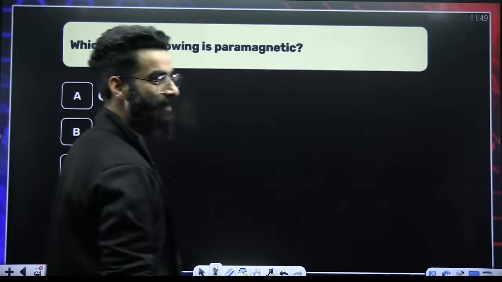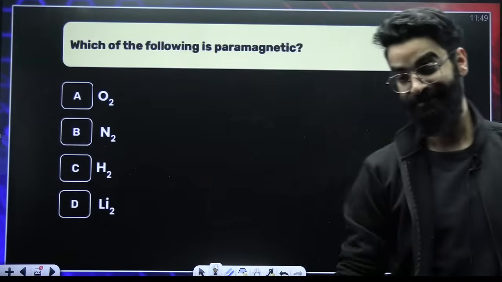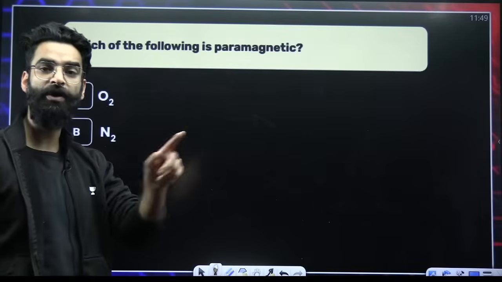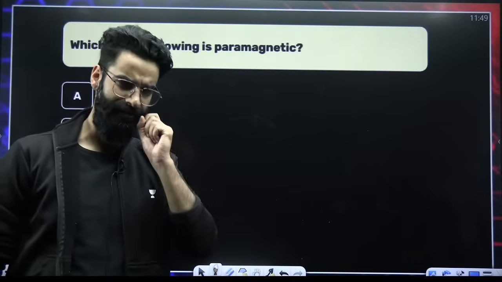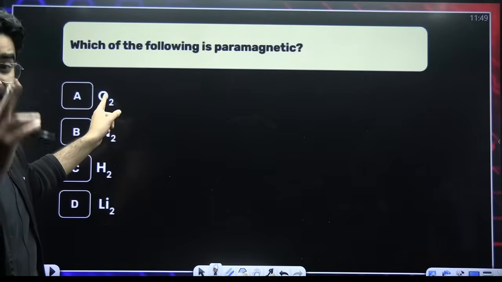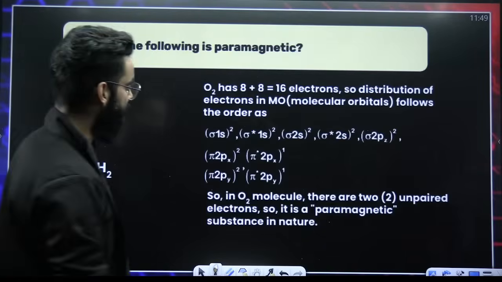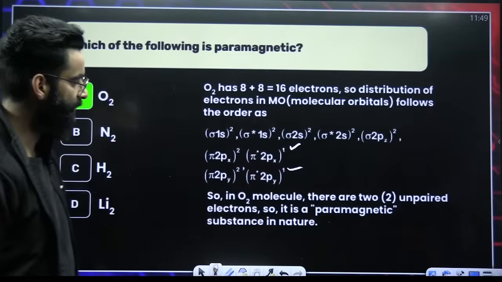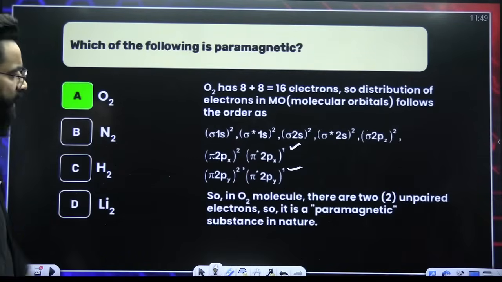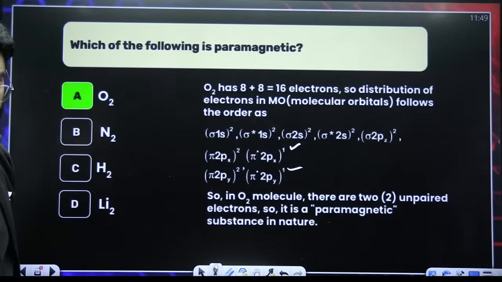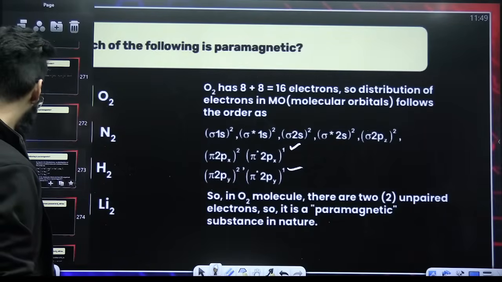Which of the following is paramagnetic? This sort of question I told you yesterday, if you remember. How do we check whether the species is paramagnetic or diamagnetic? Write the molecular orbital configuration. If there is an unpaired electron, it's paramagnetic. If you write the molecular orbital configuration of O2, there will be two unpaired electrons. Have a look. One in pi star 2px and one in pi star 2py. So it has to be paramagnetic.